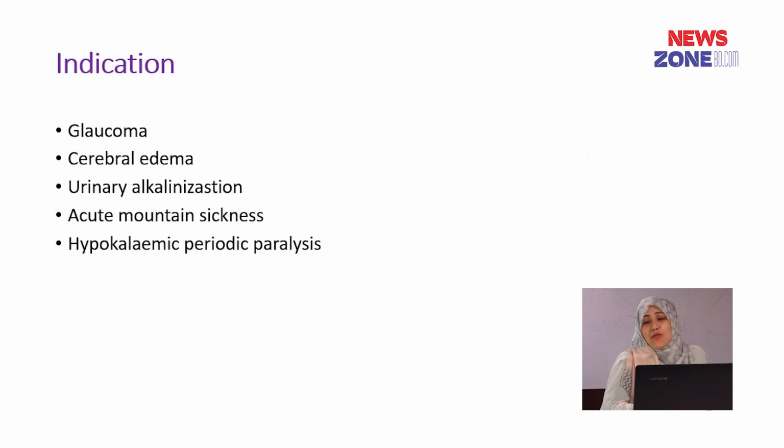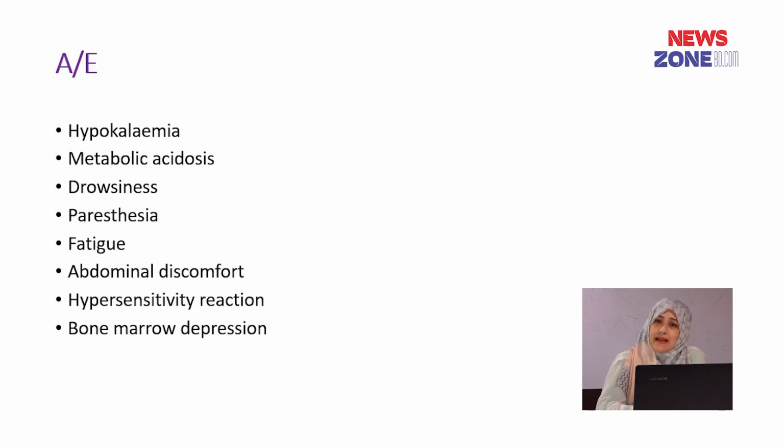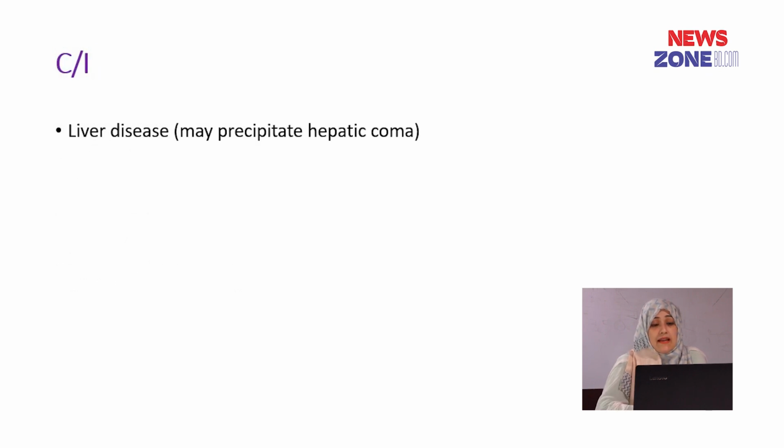Now, what are the indications of carbonic anhydrase inhibitors? The indications are glaucoma, cerebral edema, urinary alkalinization, acute mountain sickness, hypokalemic periodic paralysis, etc. And what are the adverse effects of carbonic anhydrase inhibitors? Hypokalemia, metabolic acidosis, drowsiness, paresthesia, fatigue, abdominal discomfort, hypersensitivity reaction and bone marrow depression. What are their contraindications? Liver disease or hepatic insufficiency may precipitate hepatic coma. So, in this condition, this drug should be prohibited.